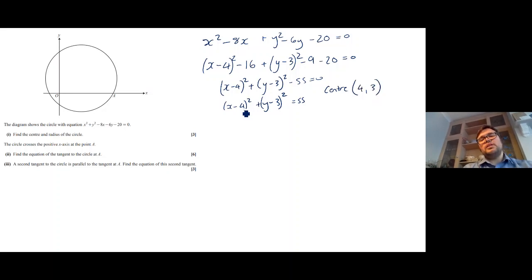So you just basically change the sign of the number inside, and the radius is equal to the square root of 45, which is not going to be helpful in any way, shape or form.